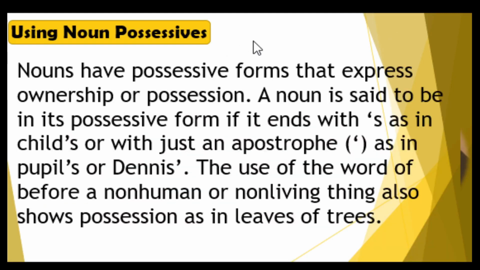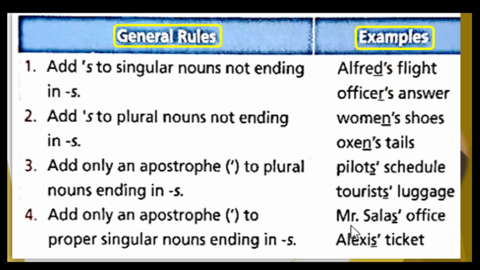Now, for your next lesson, we will be learning about noun possessives. Nouns have possessive forms that express ownership or possession. A noun is said to be in its possessive form if it ends with apostrophe s, as in child's, or with just an apostrophe, as in pupils' or Denise'. The use of the word of or the before a non-human or non-living thing also shows possession, as in leaves of trees. Now we have our general rules, and we have also our examples.